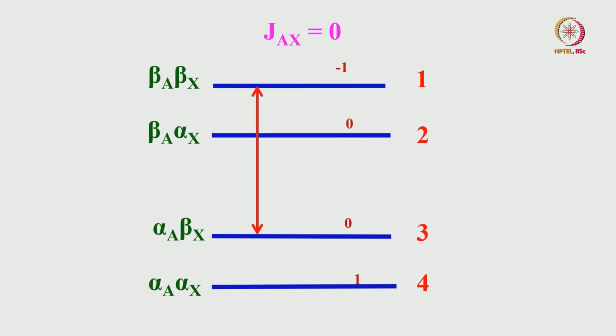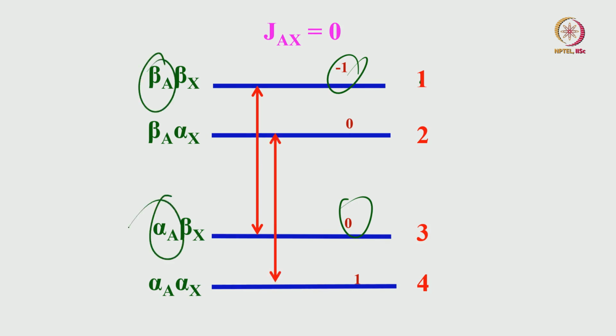The transition between 1 and 3 is allowed. You see -1 to 0, an allowed transition. Here which spin is flipping? A is flipping. So, this is an A transition. What about this one? Here also A is flipping. 2 to 4 is also an allowed transition. This is an A transition, this is an A transition.